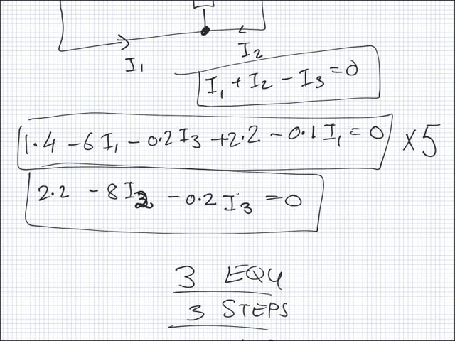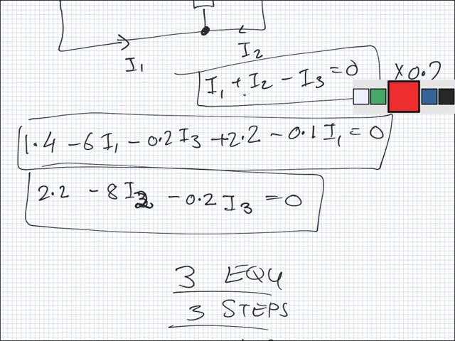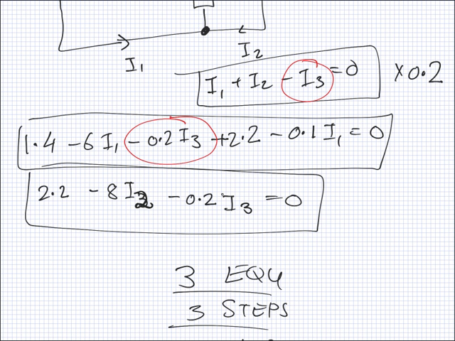And, oh actually, you know what would be much easier? If I just multiply this one by 0.2. Because then this will have 0.2 I3. This already has 0.2 I3, and so does this one. Do you see what I'm saying?